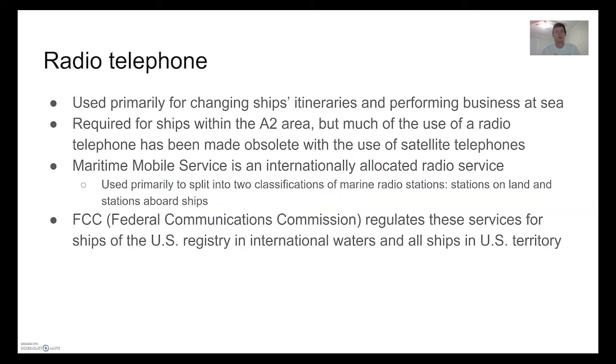The next radio I will talk about is the radio telephone. It's used primarily for changing ships' itineraries and performing business at sea. It is required for ships within the A2 area, but much of the use of the radio telephone has been made obsolete with the use of satellite telephones that we have today. Maritime Mobile Service is an internationally allocated radio service, and it's used primarily to split into 2 classifications of marine radio stations: stations on land and stations aboard ships. The FCC, the Federal Communications Commission, regulates these services for the ships of the U.S. Registry in international waters and all ships in U.S. territory.